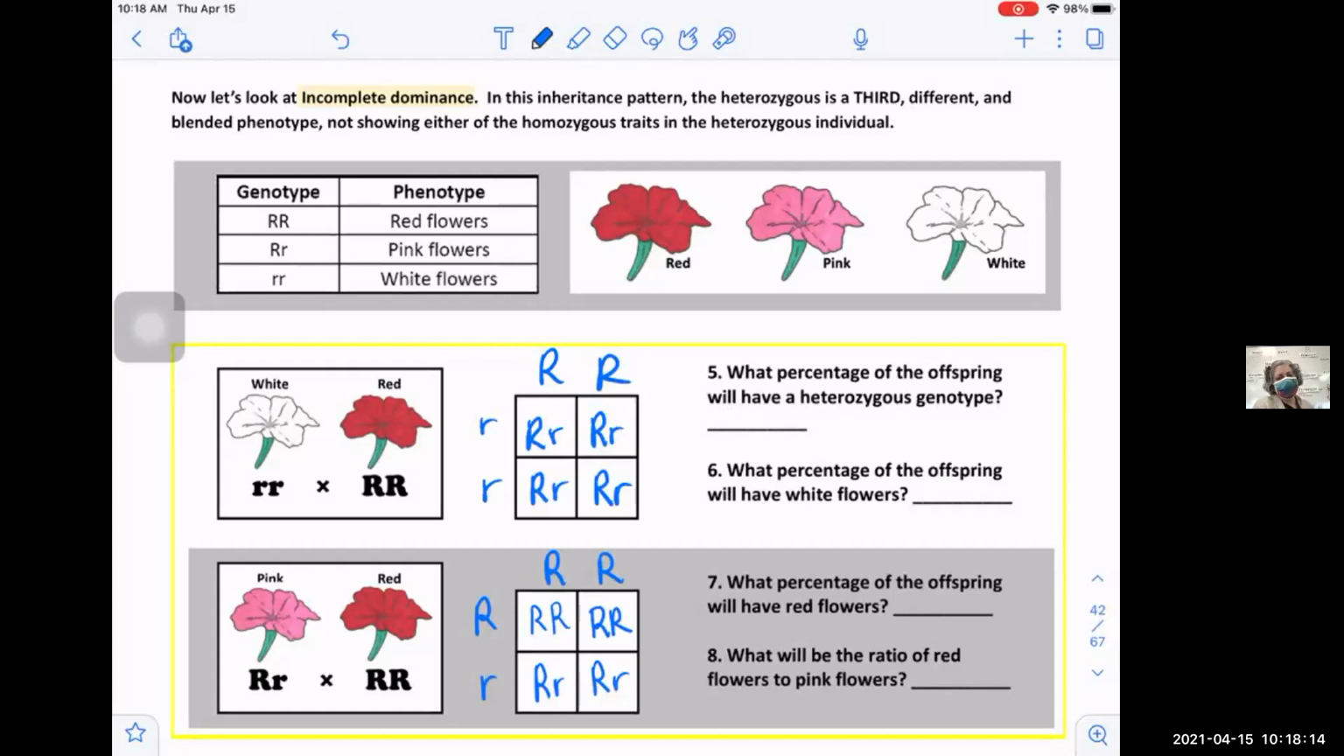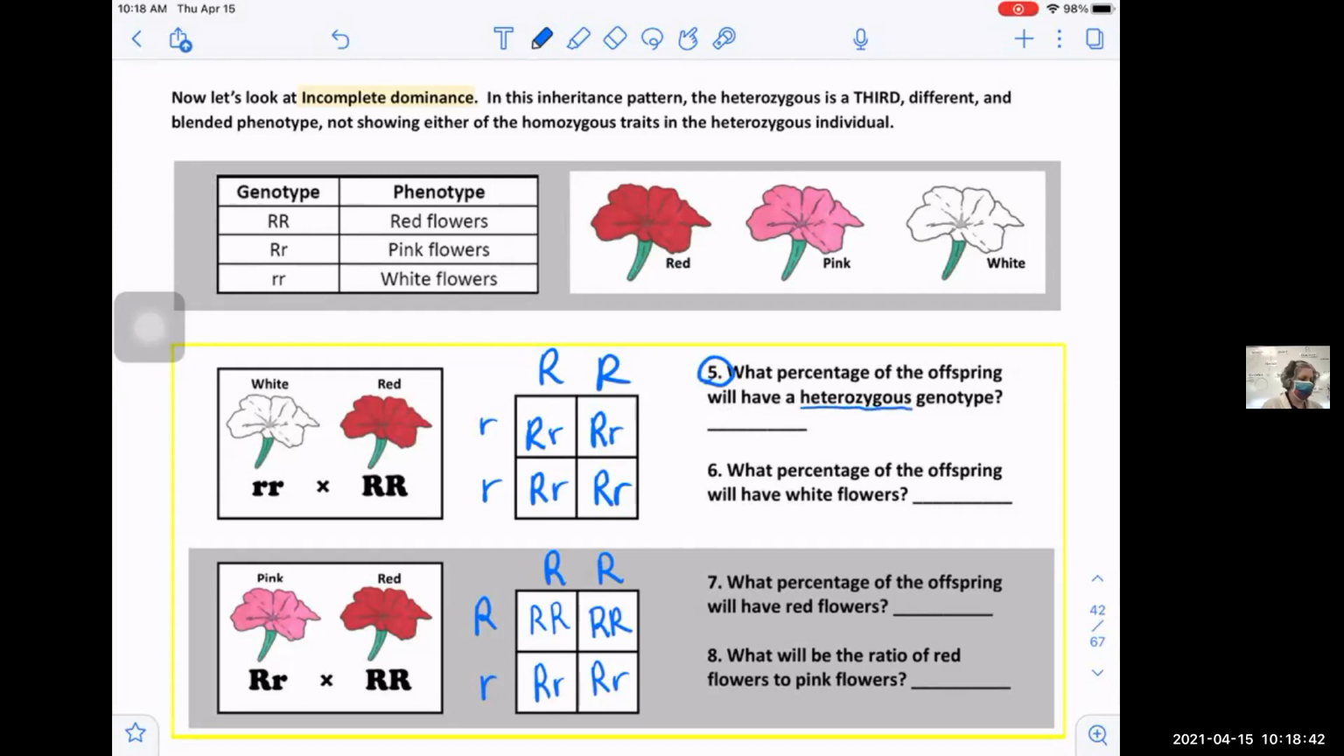All right, hopefully filling in the Punnett squares is easy breezy for everybody. Answering questions sometimes can get a little tricky, so I'm just gonna remind you, always read very carefully what the question is asking you. That's just a good test taking skill to learn. So number 5 is asking, what % of the offspring will have a heterozygous genotype?